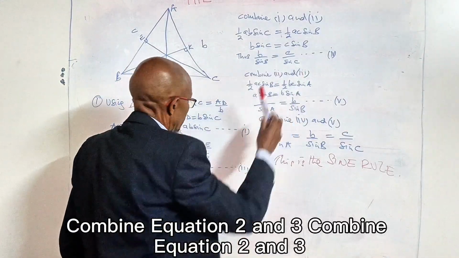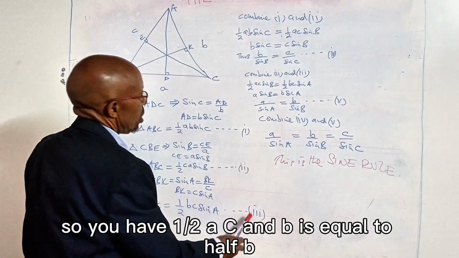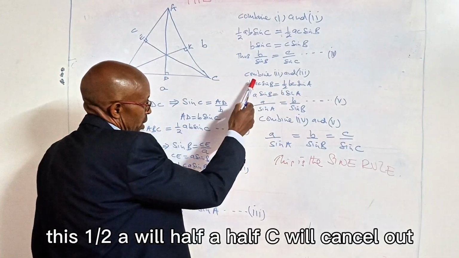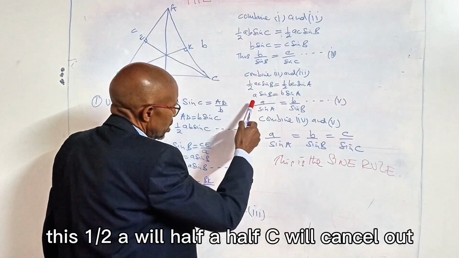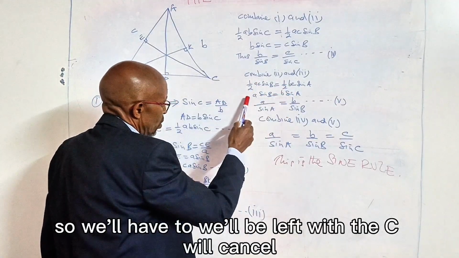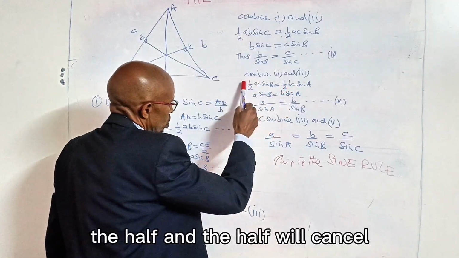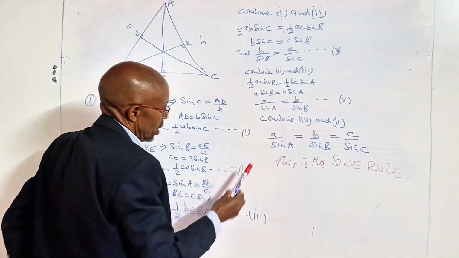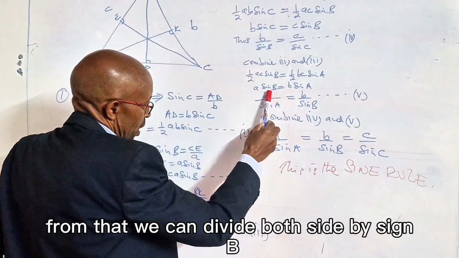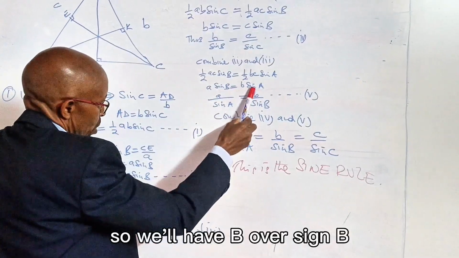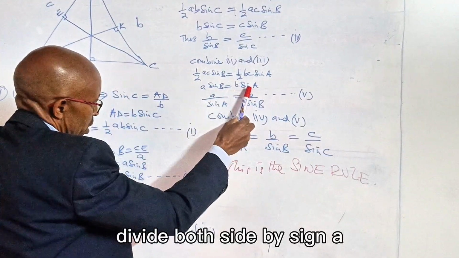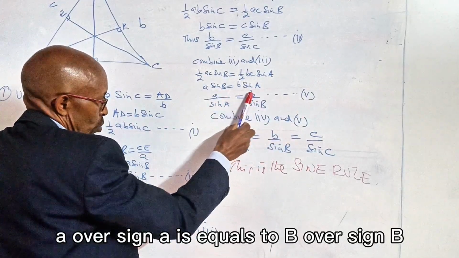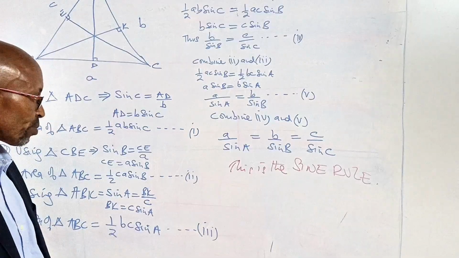Combine equation 2 and 3. So we'll have a half AC sine B is equal to half BC sine A. The C will cancel with the C, and the half and the half will cancel. So we'll be left with A sine B is equal to B sine A. From that, we can divide both sides by sine B, so we'll have B over sine B, and divide both sides by sine A, we'll have A over sine A. We get the fifth equation. A over sine A is equal to B over sine B. That is our fifth equation.